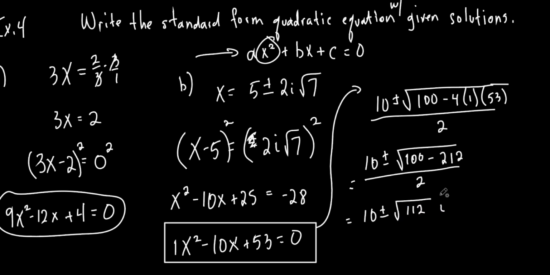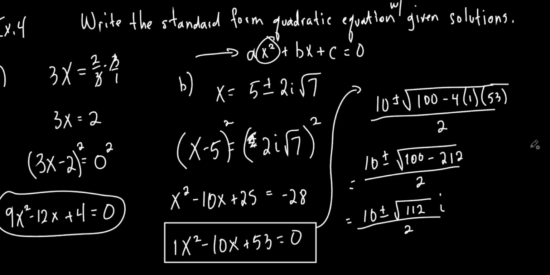112, but you got an i, this is over 2. We got to break down the square root. So I don't know, what goes into 112? Well, 2 does, but does 4 go into 112? I don't know. I'm using a calculator. 112 divided by 4, yep, 28.